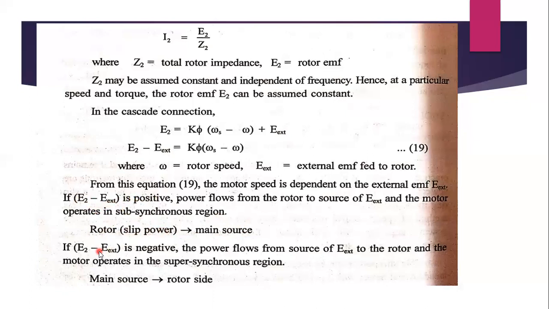If the external EMF is more than the rotor EMF, power flows from high potential to low potential, that is, from the external circuit to the rotor. The power flows from the main source to the rotor side. If E2 minus Ext is negative, the power flows from the source of Ext to the rotor and it operates in the supersynchronous region, main source to rotor. So in this way, this is the concept of the slip power recovery system. Understood?